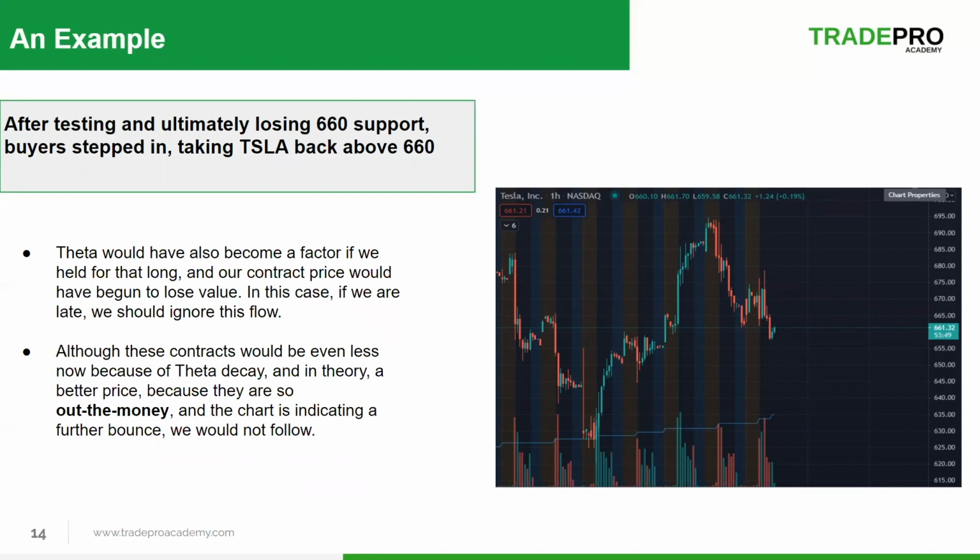Although these contracts would be even less now because of theta decay and in theory a better price, because they are so out of the money and the chart is indicating a further bounce, we would not follow this flow.